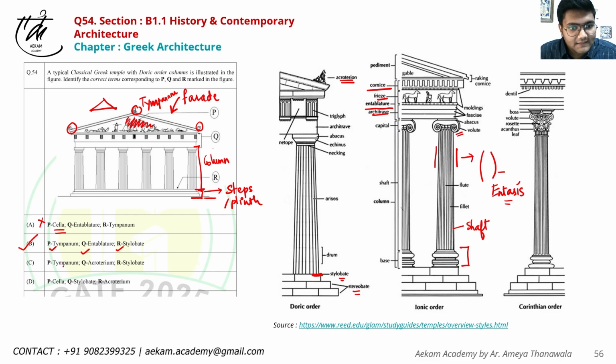In option C, P is tympanum, yes. Q is acroterium, no. R is stylobate, yes. So due to this, we'll discard this option. Option D, P is cella. Again, there is nothing related to cella here. So naturally, this option is incorrect. So the correct option is B.